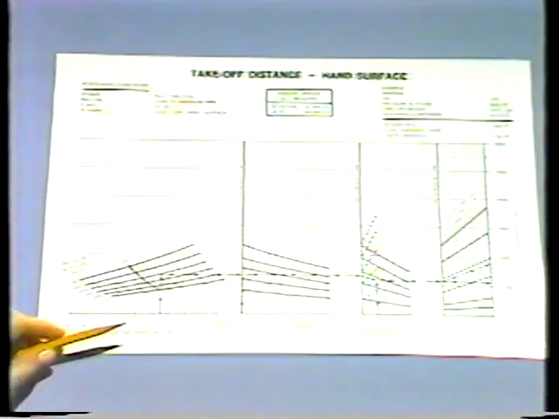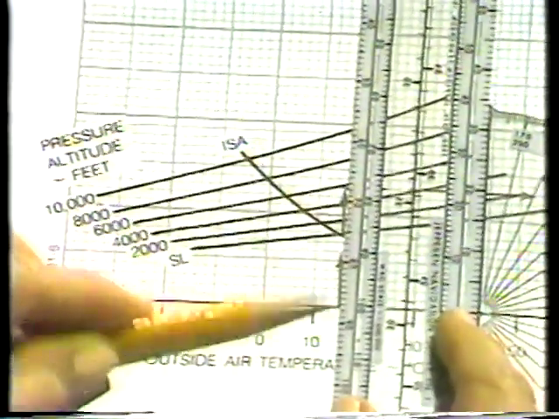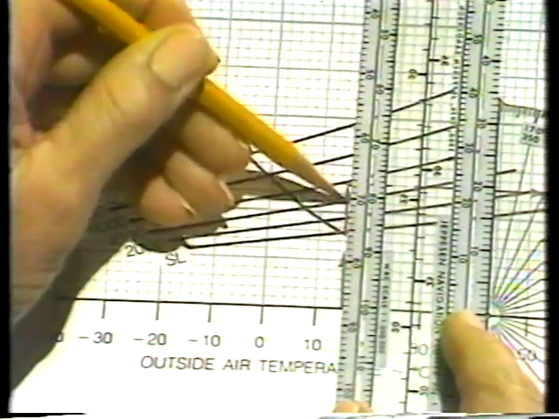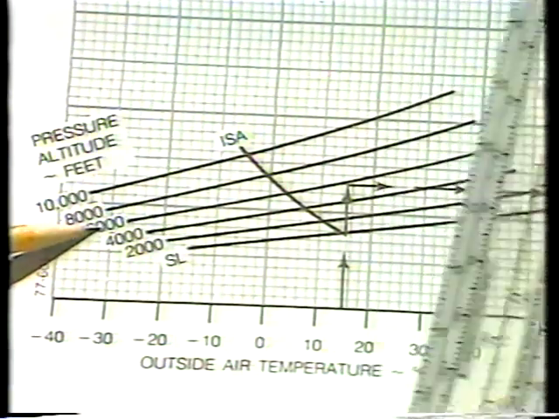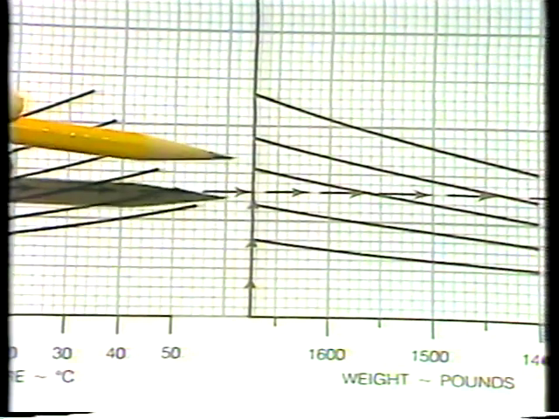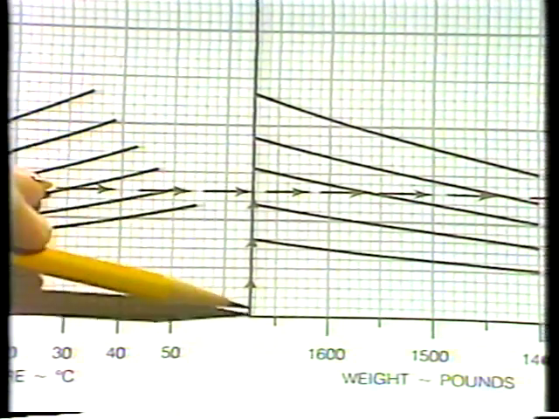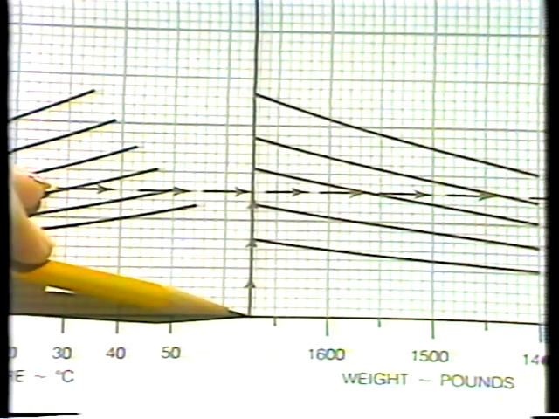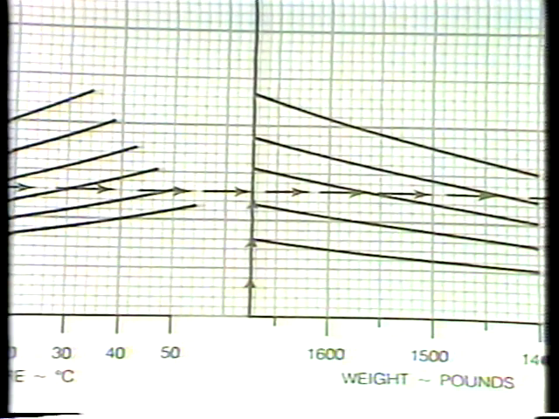Simply enter the chart at 15 degrees centigrade. Follow the line almost to the 6,000-foot pressure altitude line. Then follow the horizontal line to the weight reference line. Your weight is 1,675 and your entry point to the chart is at 1,675 weight point. In this case, it is the same as the chart reference line. We then move horizontally to the wind component line.